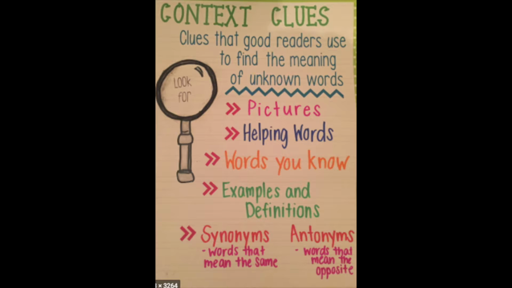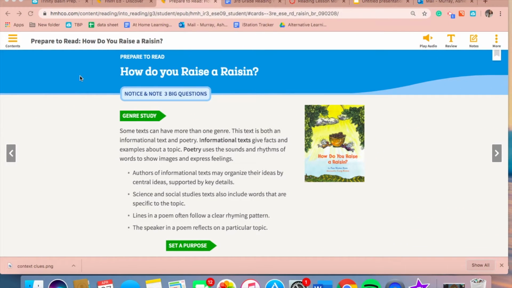And lastly, two things you can look for are synonyms and antonyms. Remember that synonyms are words that mean the same thing, and antonyms are words that mean the opposite. So if you know that the word means the same thing as happy, that helps you understand the word. Or if you know that the word means the opposite of happy, you know the word means something like mad. So these are all just different tools you can use as you read to help you understand words that you might not know. So let's move into our story for today.